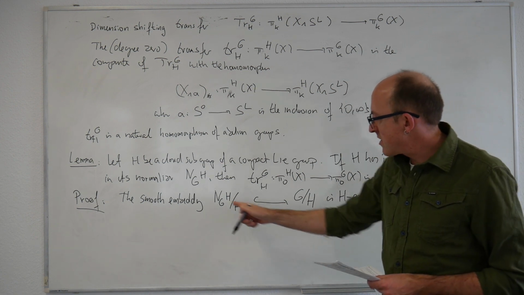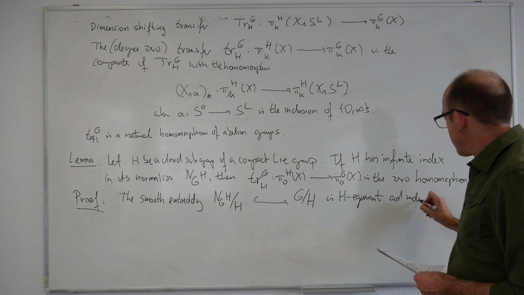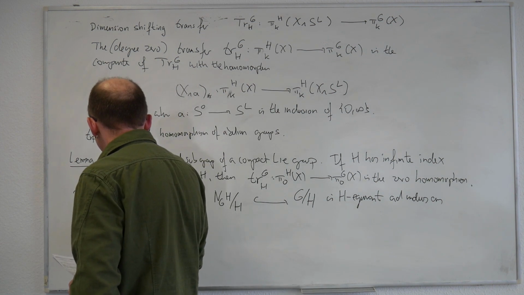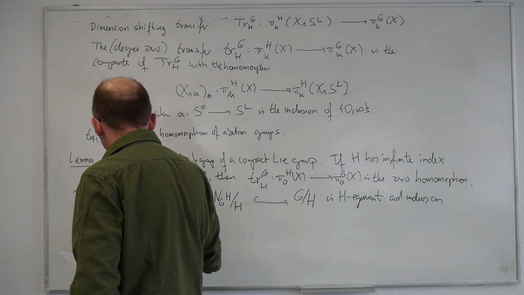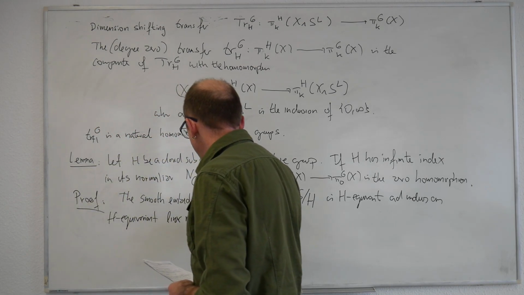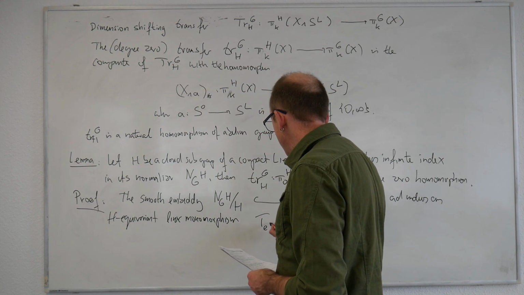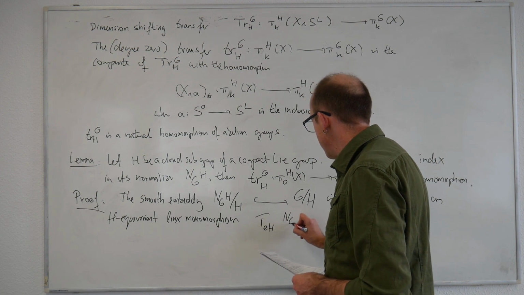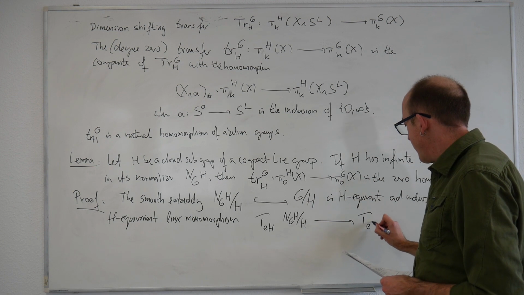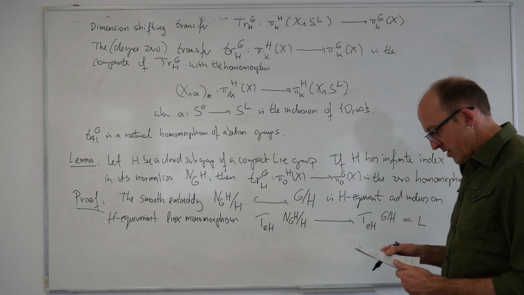The distinguished coset is an H fixed point of the source and the target, and it induces an H equivariant linear monomorphism on the tangent spaces, from the tangent space of the preferred coset in NGH mod H to the tangent space of the preferred coset in G mod H, which by definition was RL.